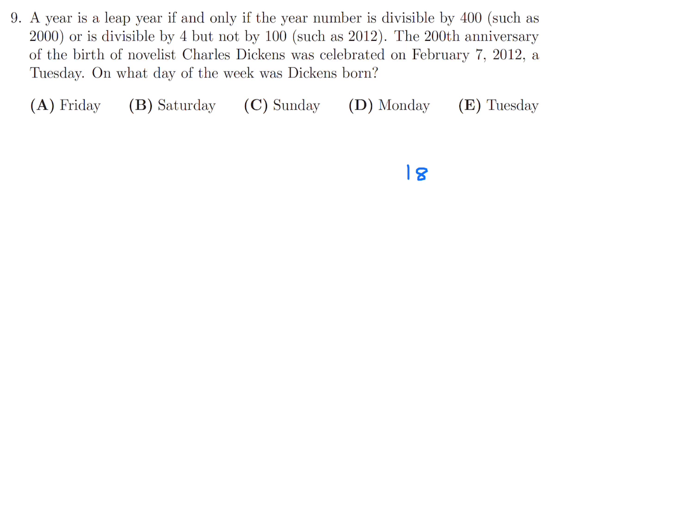So 1812, 1816, and so on, all the way up until 2012. But he was born on February 7th, and leap years happen at the end of February, right? February 29th. So we don't actually need to worry about 2012, but we do need to look at all the years in this range, except the year 1900, because that's the exception. 1900 doesn't qualify as a leap year because it's divisible by 4 and also divisible by 100.